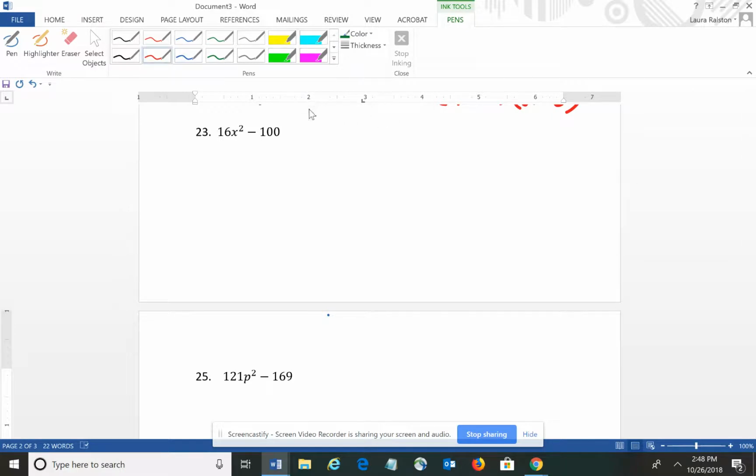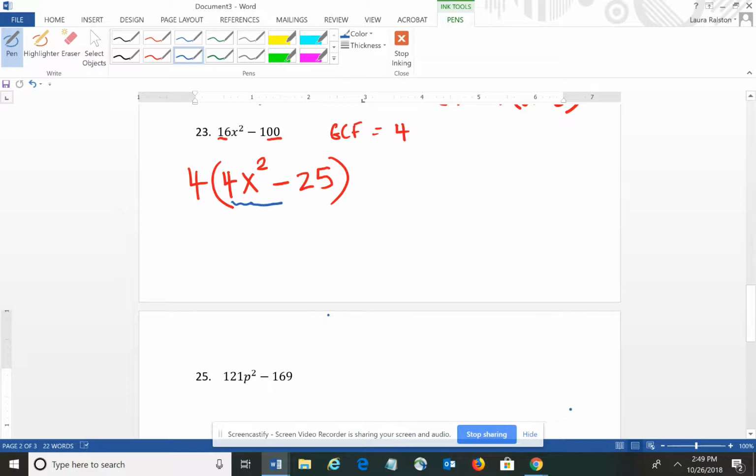Don't forget the first step, though. We still always want to look to see, do we have a greatest common factor? If I'm looking at question 23 from section 1.5 in your textbook, I notice that 16 and 100 can both be divided by 4. So I have a greatest common factor of 4. I'm going to factor that out first, which leaves me with 4x squared minus 25. Then I need to see if this expression in the parentheses will factor further.